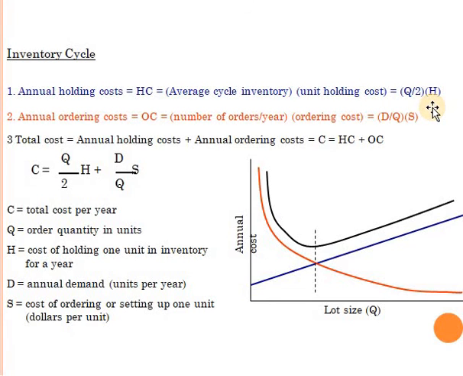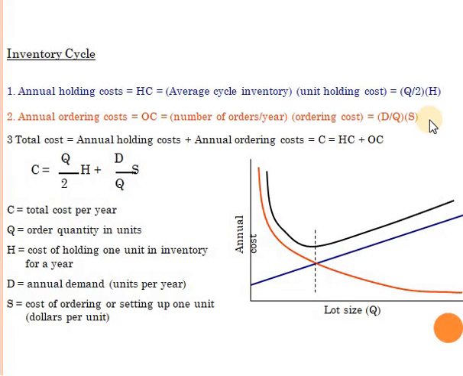Now the second cost, which is the ordering cost, is the number of orders that you make per year multiplied by the ordering cost. Each time you make an order, you will have to pay a certain cost. So it is D over Q multiplied by S. The ordering cost will be referred to as S.